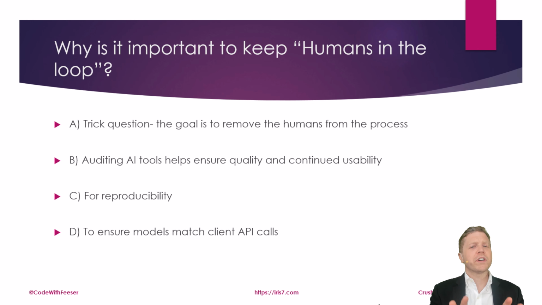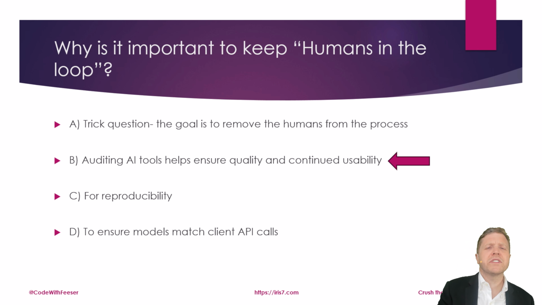Why is it important to keep humans in the loop? Well, do you understand this buzz term, humans in the loop? A, trick question. The goal is to remove humans from the process. B, auditing AI tools helps ensure quality and continued usability. C, for reproducibility. Or D, to ensure models match client API calls. The best answer here is B.